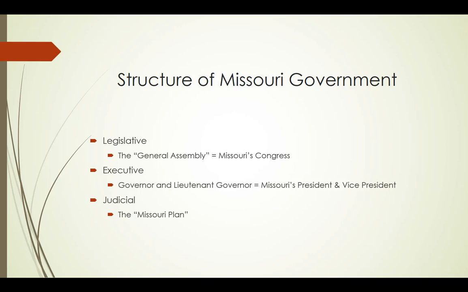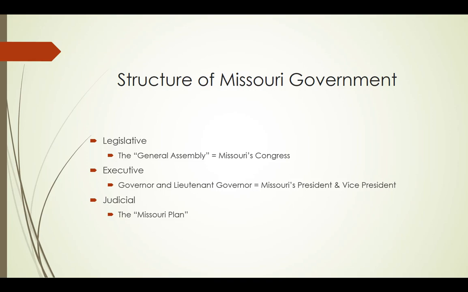Now, the judicial branch. We'll talk about the Missouri plan later, but of course, the state of Missouri has its own court system, just like every other state does. And it actually has something really innovative involving our judicial branch, and we'll talk about that here towards the end. It's called the Missouri Plan, and you can just put a little bookmark in your brain, because we'll be coming back to that here in just a little bit. But first, let's work through each of these branches, starting with the legislative branch.